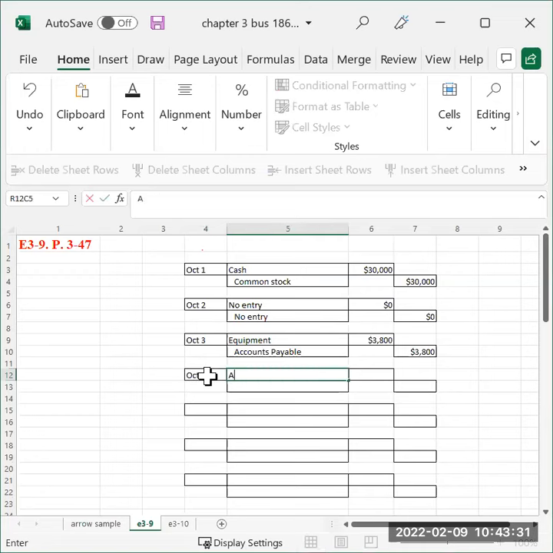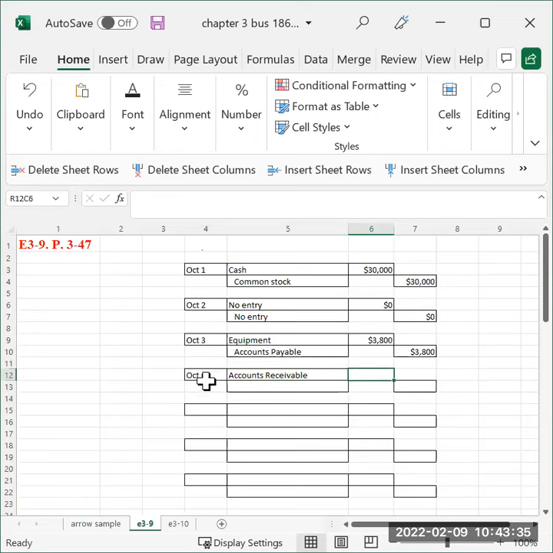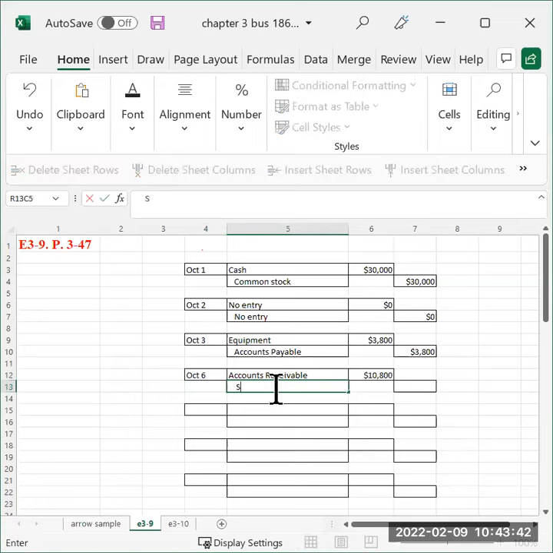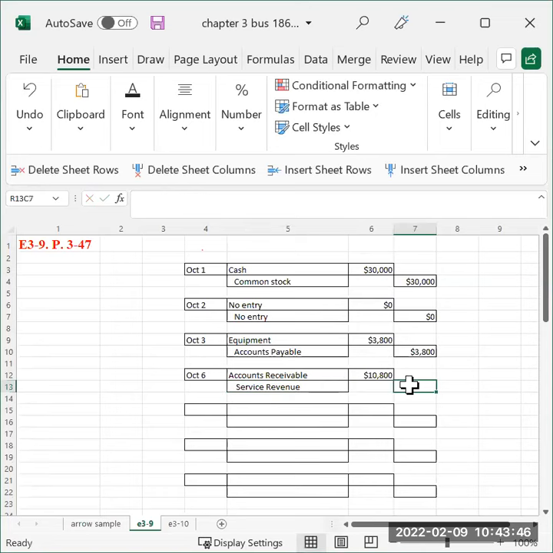So October 6th, accounts receivable, and it's $10,800. So we're going to receive that from Roads later, and we're going to credit service revenue, because the only revenue that we have in this part of the book is service revenue. So anything that's revenue is going to be service revenue. Okay, so we are crediting service revenue $10,800 to make that go up, right?